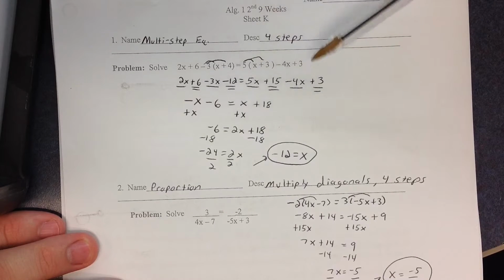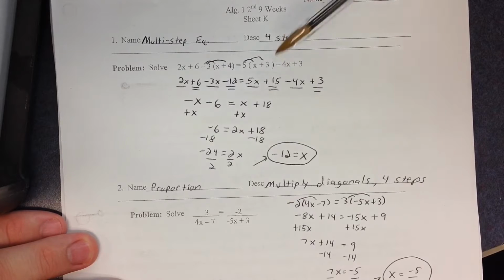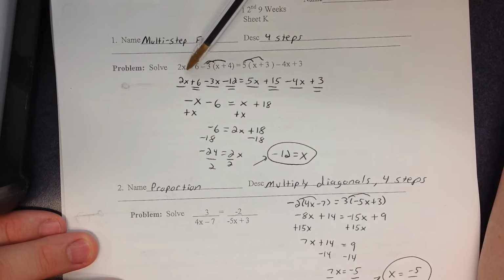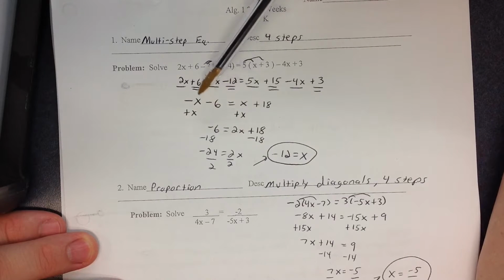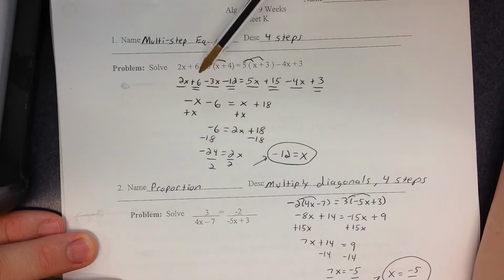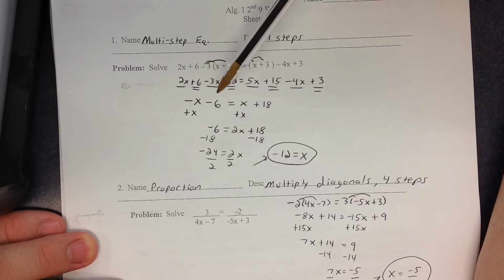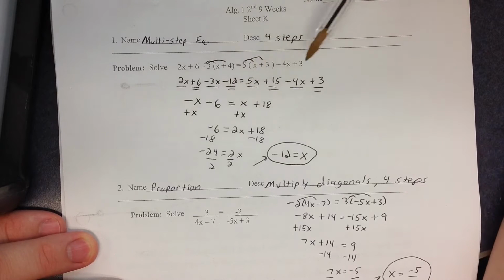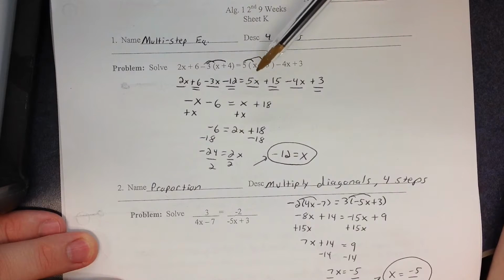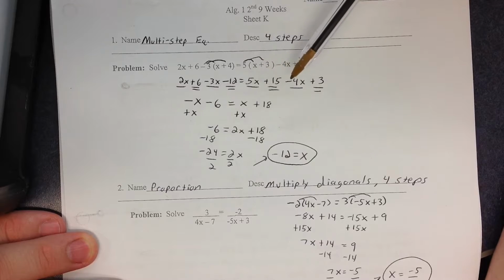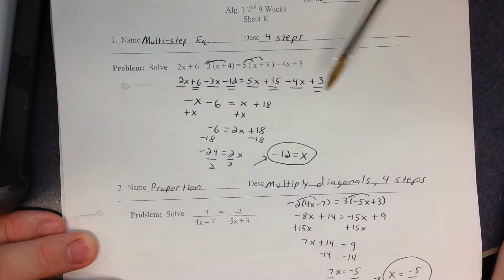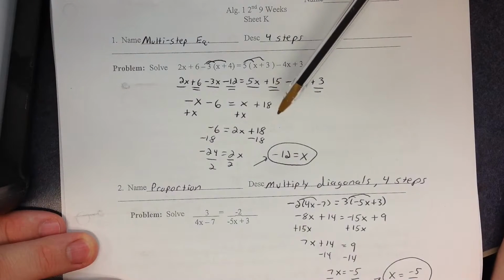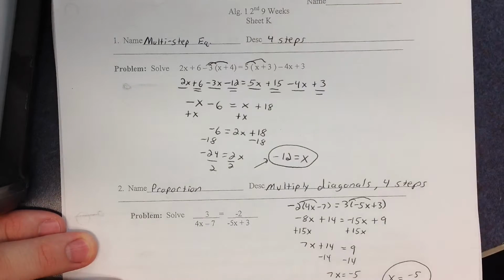Most of you are getting this first step where you distribute, but again, since these are on the same side, it's just 2x minus 3x, which is negative x or negative 1x. 6 minus 12 is negative 6. And then on the right hand side, we can combine the 5x and negative 4x to get 1x. 15 and 3 is 18. And then we go down, pick on the smaller one, and all that.